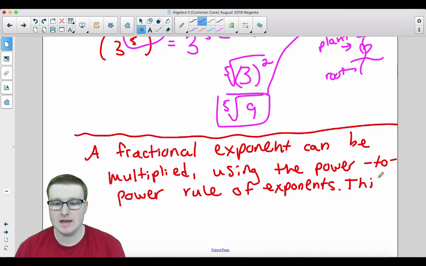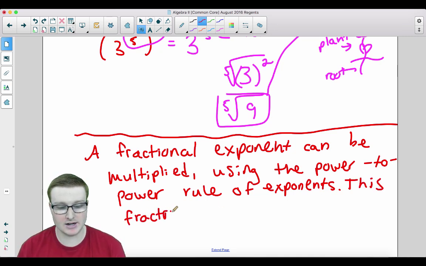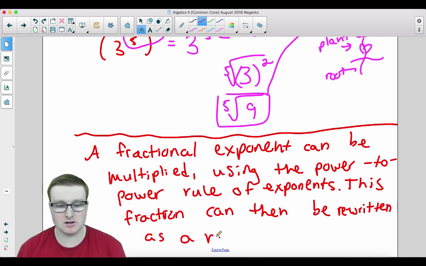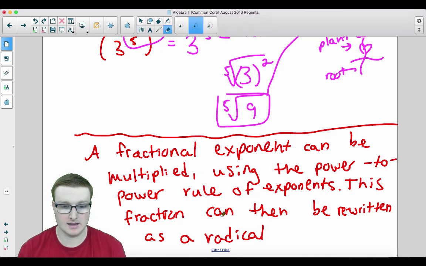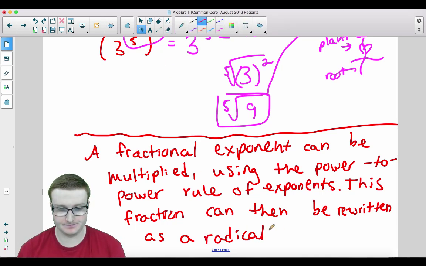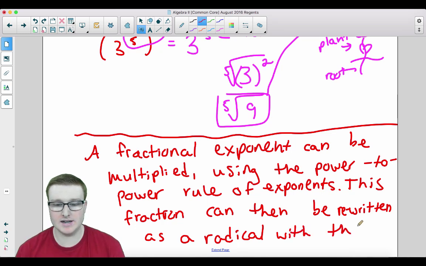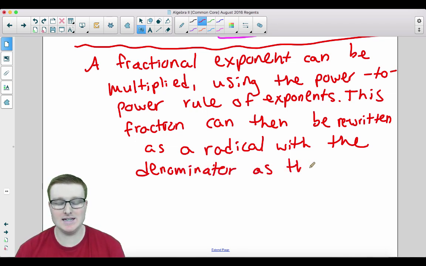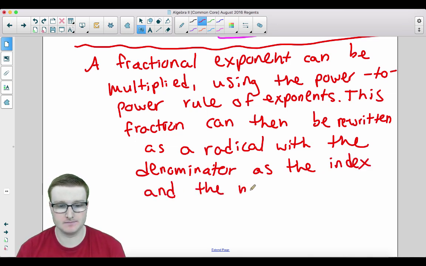This fraction that you get can then be rewritten as a radical with the denominator as the index and the numerator as the power.